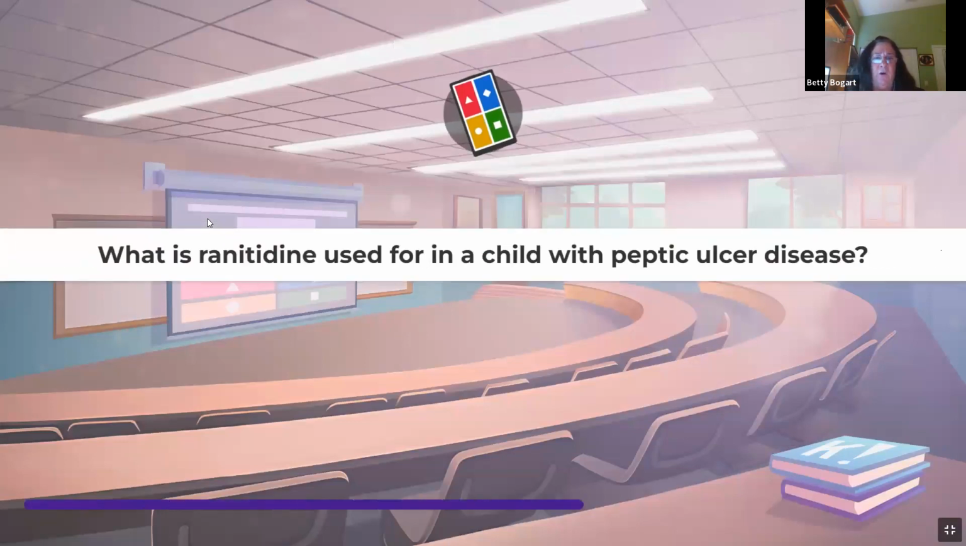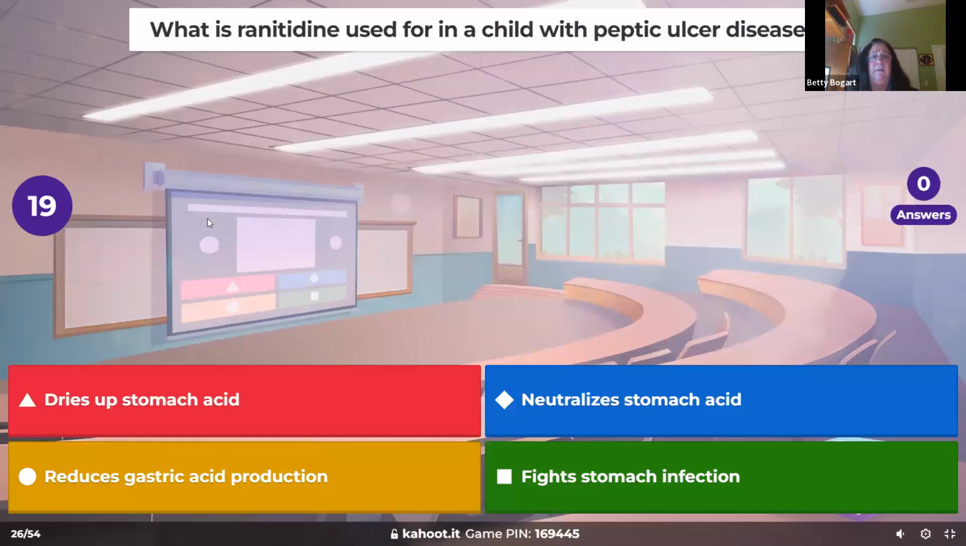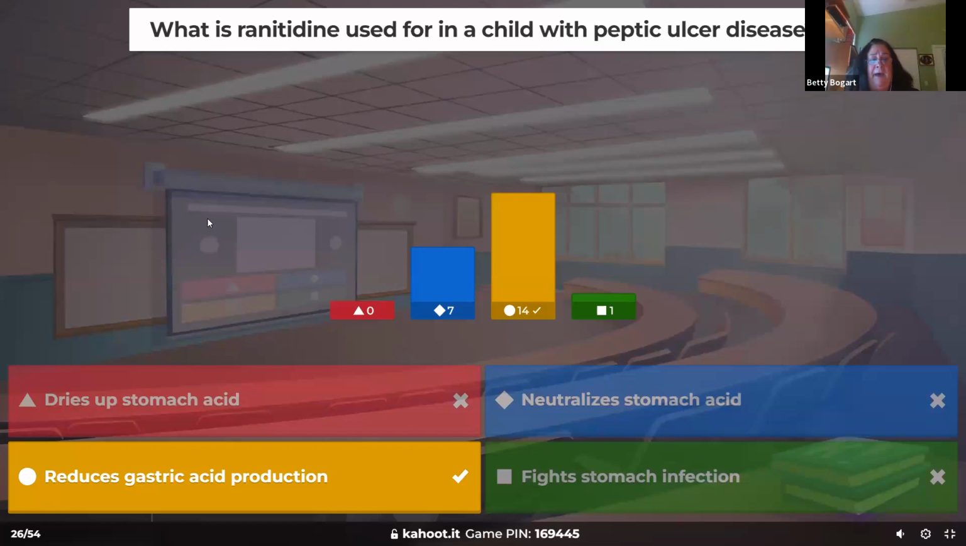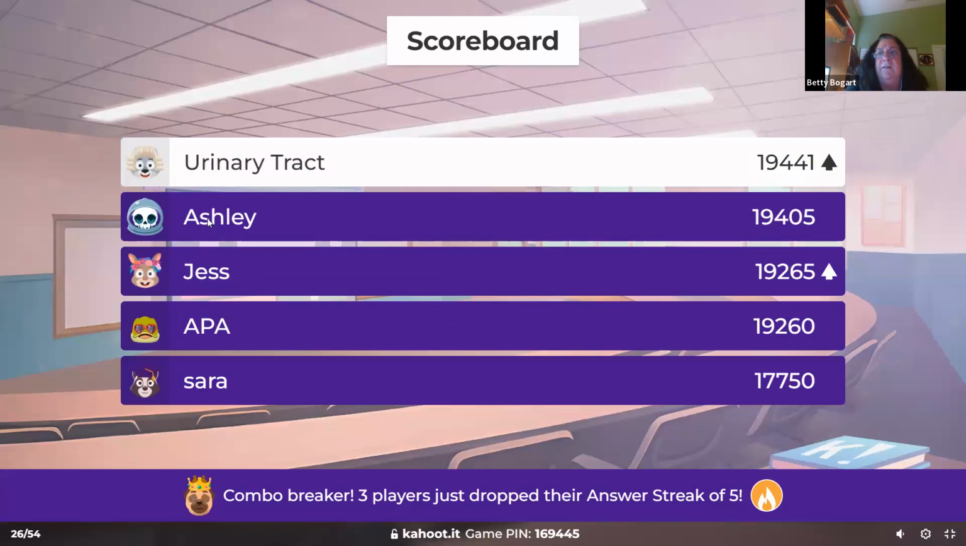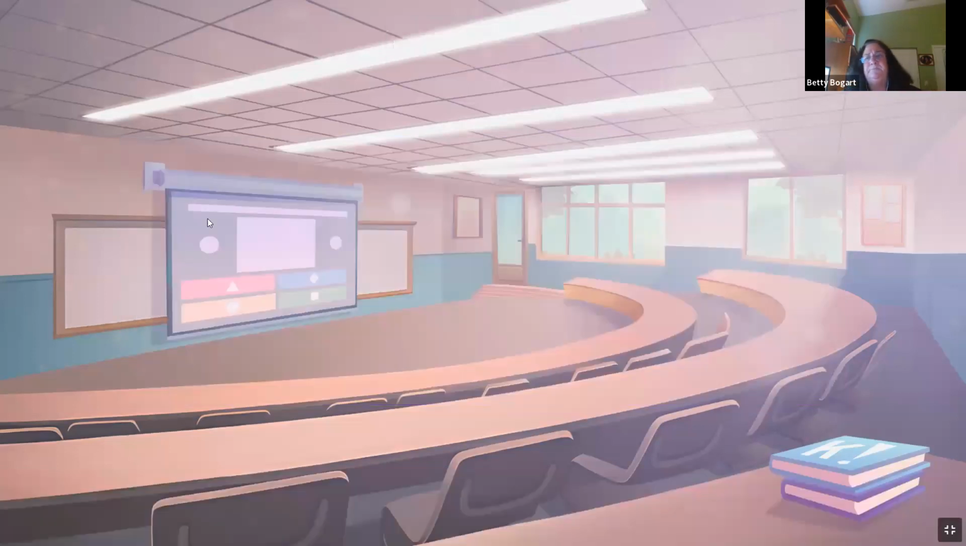What is ranitidine used for in a child with peptic ulcer disease? Whether it's the Zantac or the Pepcid, famotidine. And we know it's all about reducing the production. It doesn't neutralize the acid. It reduces the stomach's ability to produce gastric acid. And that decreases the acid and helps soothe the stomach.